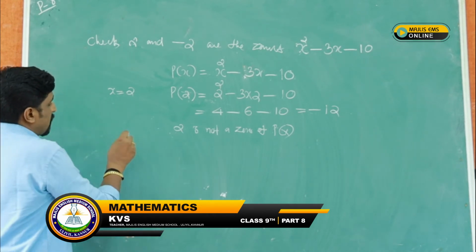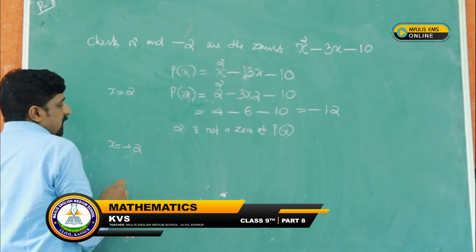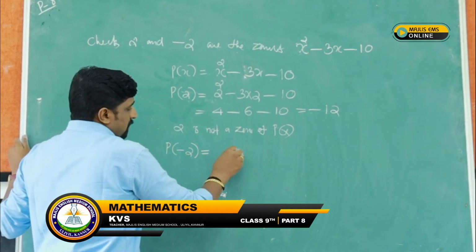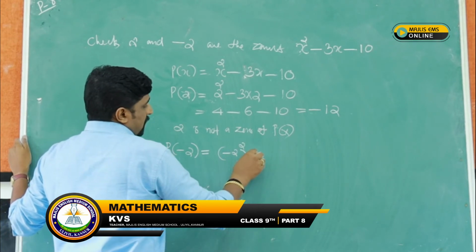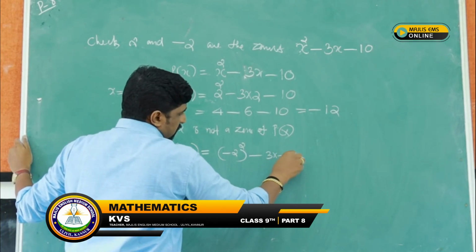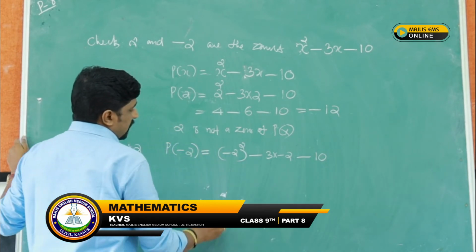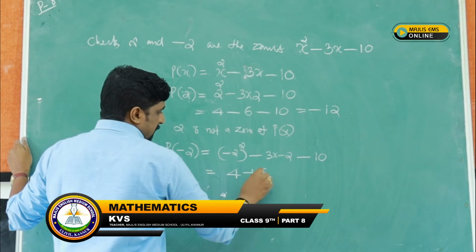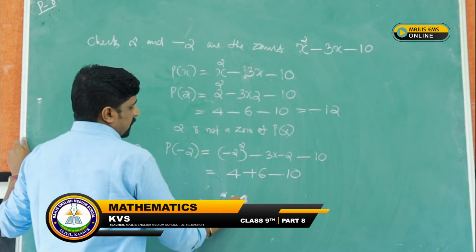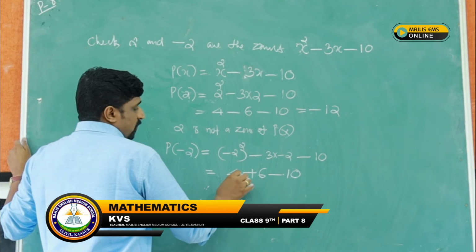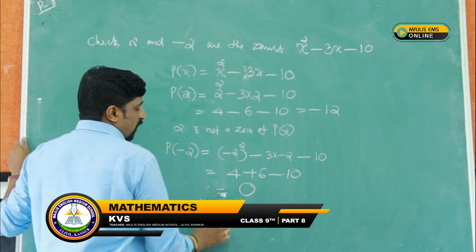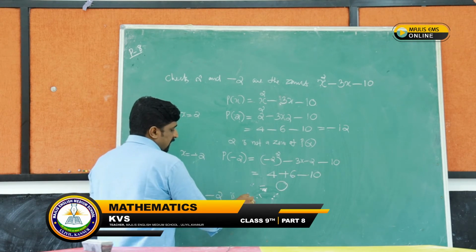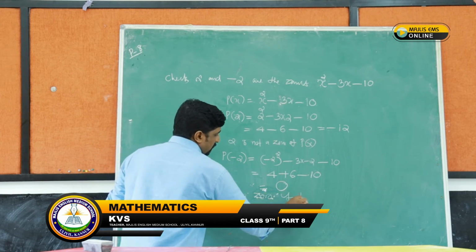Next we can check x equal to minus 2. That is p of minus 2. P of minus 2 means minus 2 square minus 3 into minus 2 minus 10. Minus 2 square is 4. Minus 3 into minus 2, that is plus 6, minus 10. Therefore, the answer becomes 4 plus 6, 10. 10 minus 10 becomes 0. You got answer 0 there. Therefore, we can conclude minus 2 is a 0 of p of x.